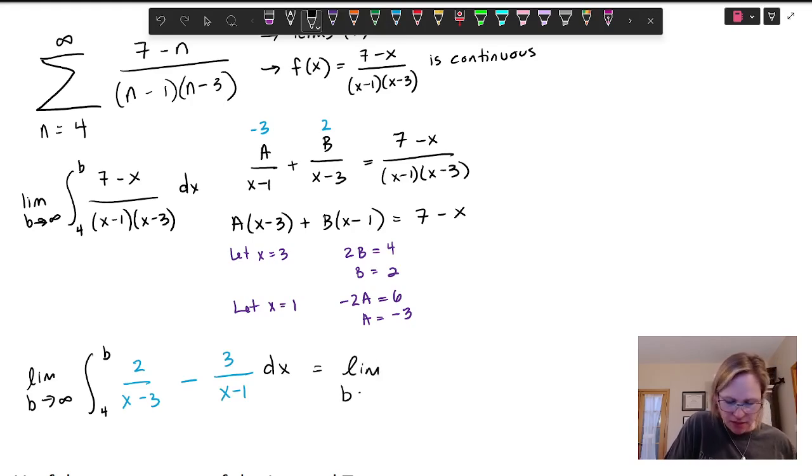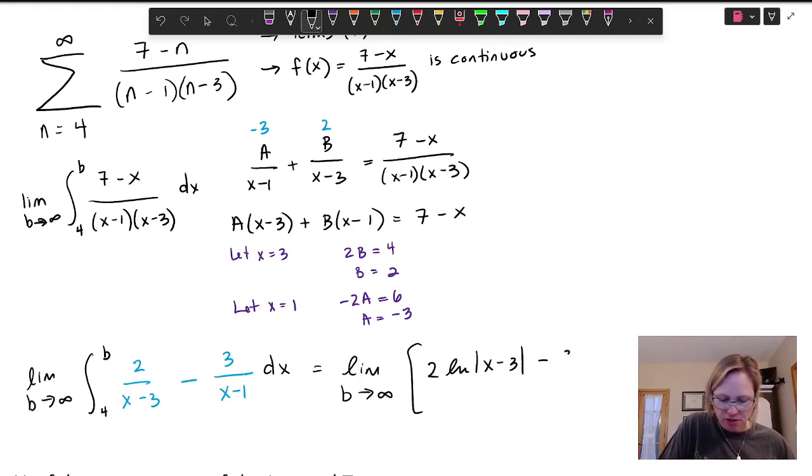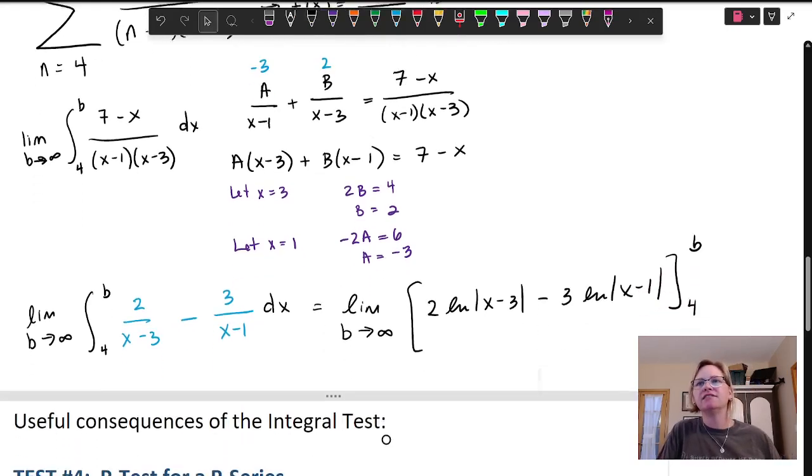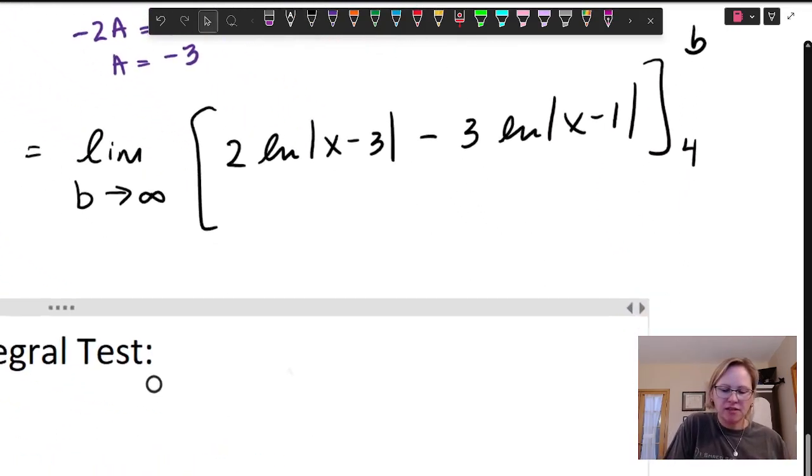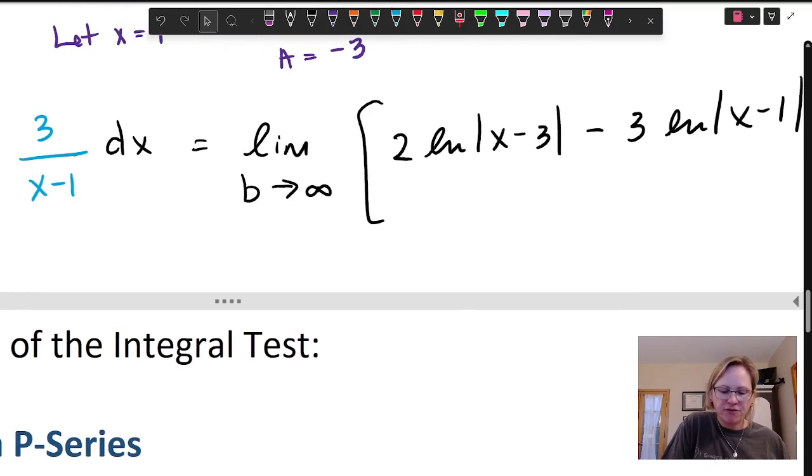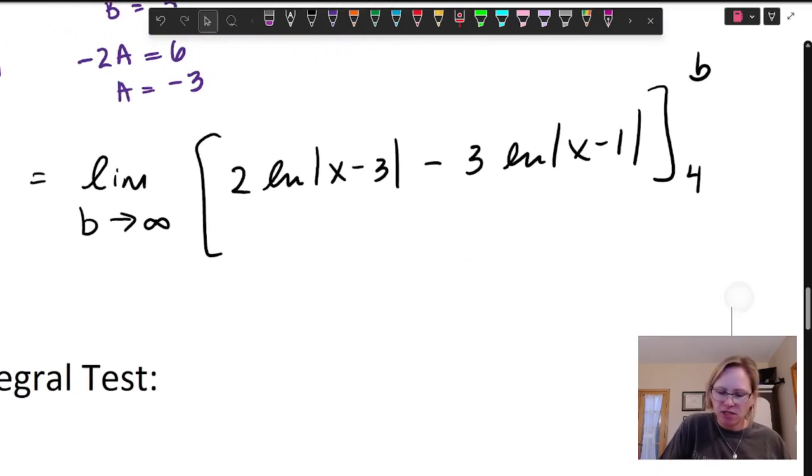Limit as b approaches infinity. And now we'll do our antiderivative. So we'll have 2 ln|x − 3| minus 3 ln|x − 1| from 4 to b. And remember, it is never okay to have infinity minus infinity. That's one of those indeterminate forms.